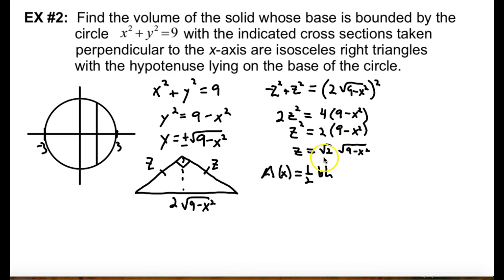I can say that both b and h are the square root of 2 times the square root of 9 minus x squared. So I can say this is 1/2, and I'm just going to write it as the square root of 2 times the square root of 9 minus x squared, all of that squared. So if I square both of these, if I square the square root of 2, I get 2, and if I square the square root of 9 minus x squared, I get 9 minus x squared.